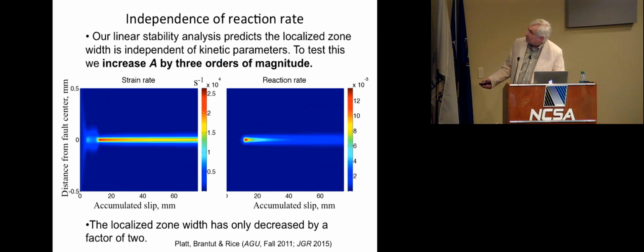Another case where we ask, what happens, there was a coefficient A in front of the Arrhenius term. If you increase it by 1,000, does that make much difference to the thickness of the localized zone? And the answer is not much. You do tend, in this case, to start to see early depletion of the reaction, but the thickness of the localized zone is not significantly different.